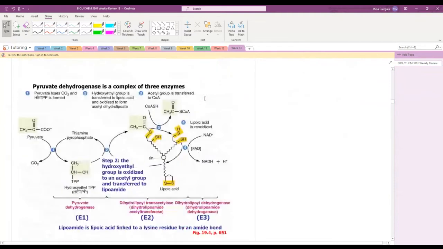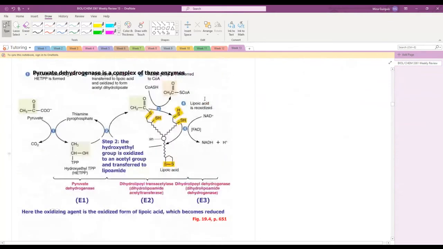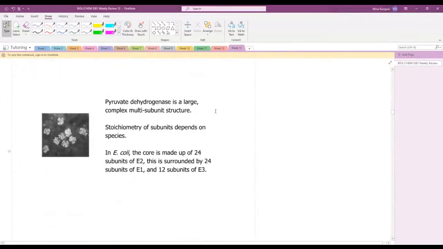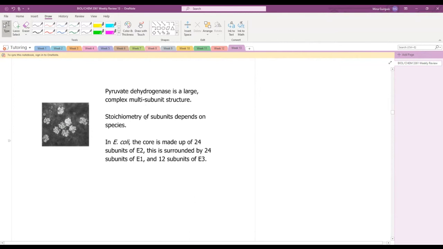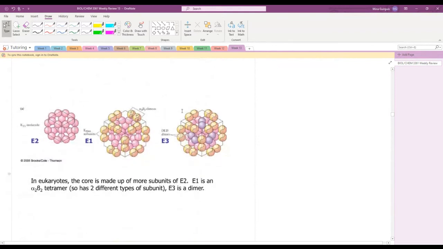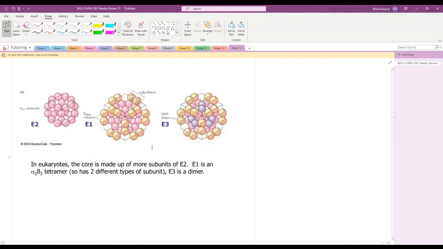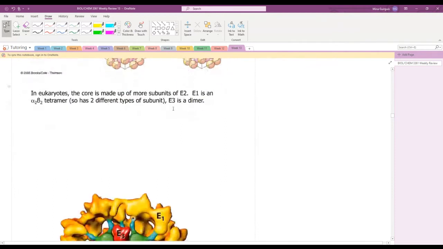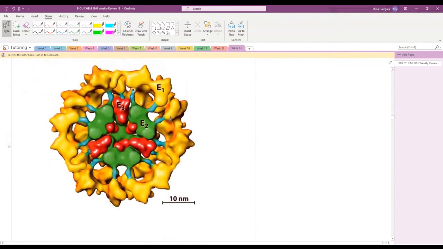Thankfully, we don't go into a ton of depth with all of these. Your professors went into a lot of depth on each individual step. There is a lot of stoichiometry and a lot of subunits. It's very complicated, and a little bit beyond the scope of this class. This is something that I would encourage you all to know: in eukaryotes, we have a lot more of subunit E2. E1 is a tetramer and has two subunits, and E3 is a dimer. So this is what it looks like in real life.